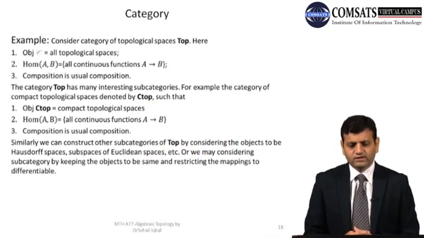Similarly, we can construct other subcategories of the category of topological spaces by considering the objects to be, for example, Hausdorff spaces, subspaces of Euclidean spaces, etc. Or we may consider a subcategory by keeping the objects the same and restricting the mappings to be differentiable. So let's go back to our calculation.